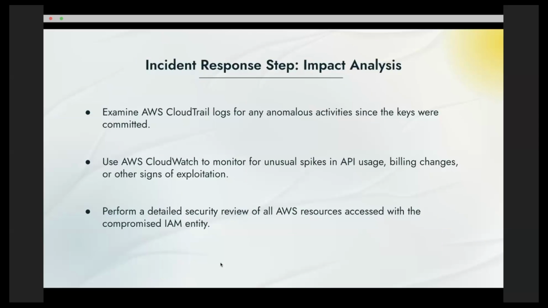At last, we can do impact analysis using the CloudTrail logs. You can examine all the CloudTrail logs for any anomalous activity. Since these keys were committed to a public GitHub repository, you need to perform a detailed review of all the AWS resources accessed using these IAM security credentials. You can also use CloudWatch to monitor unusual spikes in API usage, billing, or other signs of exploitation.